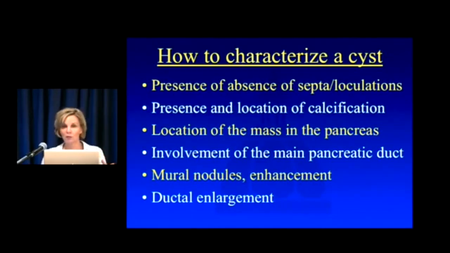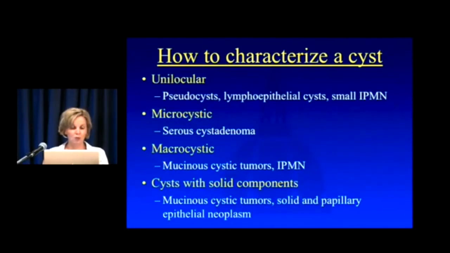Where is the mass itself? Sure, any mass can occur anywhere, but certain pathologies tend to occur in certain parts of the gland. Is the main duct involved? That's important to know. As we mentioned before, are there mural nodules? Is there enhancement? Is there ductal enlargement? Is it unilocular? Things that tend to be unilocular are small IPMNs, lymphoepithelial cysts, and pseudocysts. Microcystic tend to be serous cystadenomas. Macrocystic tend to be your mucinous cystic tumors or your IPMN. And once you get cysts with solid components, those are going to be your mucinous cystic tumors, IPMNs with associated cancer, or SPEN, your solid pseudopapillary epithelial neoplasms.